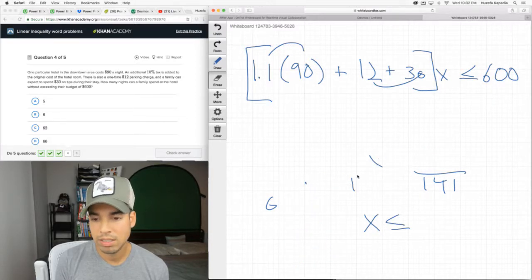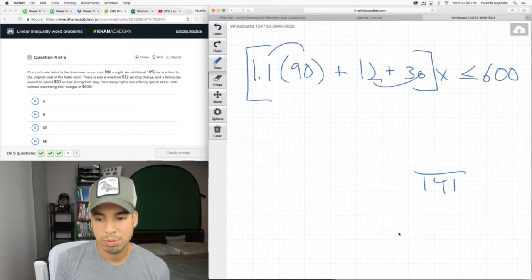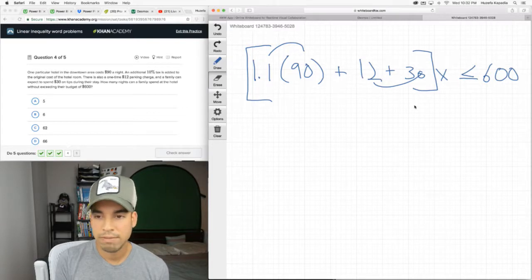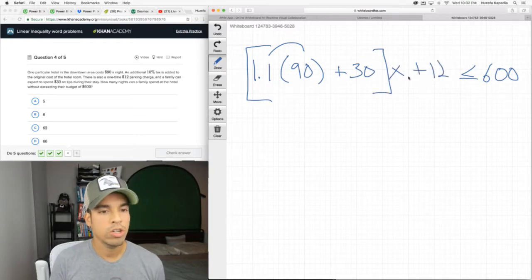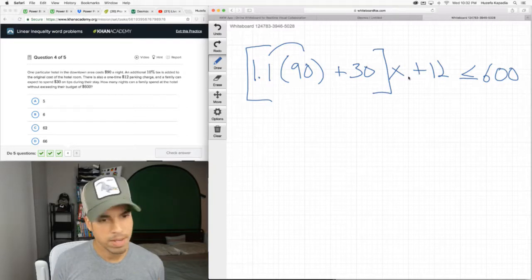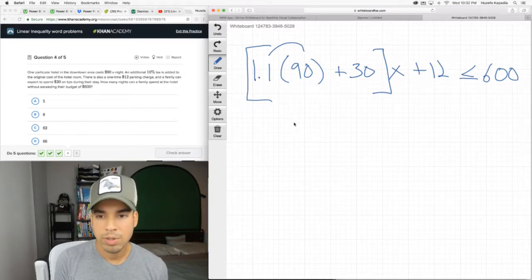All right, I got lucky because they could have tricked me and they could have put one of those answers there, like 4. But they didn't. I wouldn't have caught that mistake. So that's a nice mistake that I just caught. The one-time charge, the $30 is in here, right? Plus 12. That's not multiplied. We paid $12 one time. Man, I missed that and that was bad. So now we do it again.